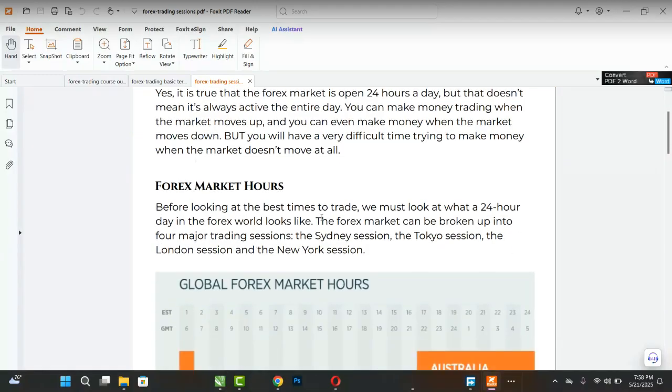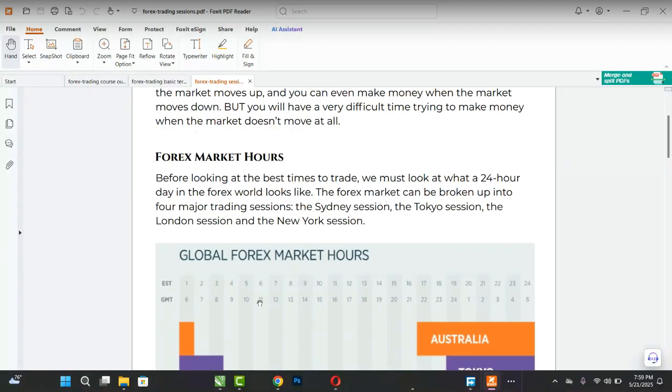Before looking at the best time to trade, we must look at what a 24-hour day in the Forex world looks like. The Forex market can be broken down into 4 major trading sections: the Sydney, the Tokyo, the London, and the New York section. I want to believe we are jotting 1 or 2 down so that we can understand better.